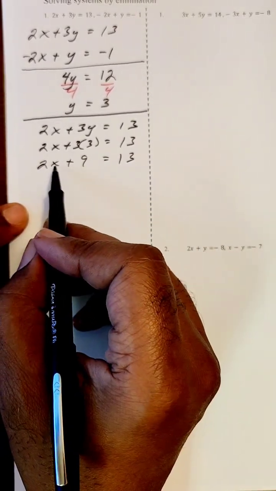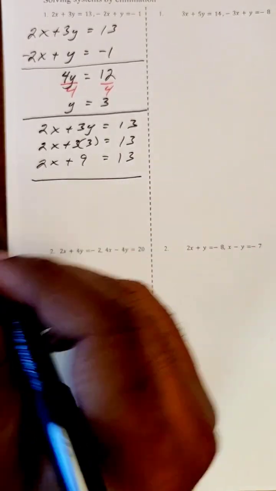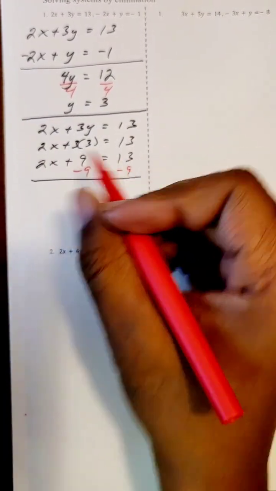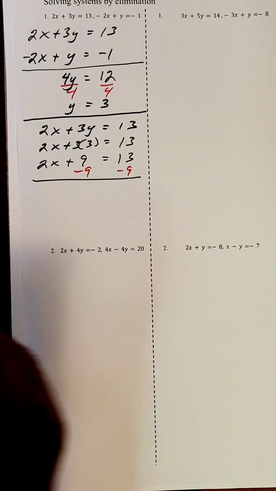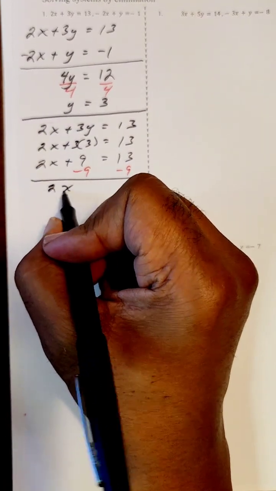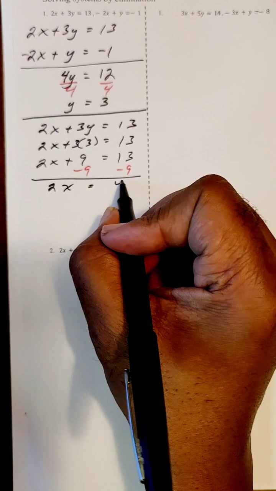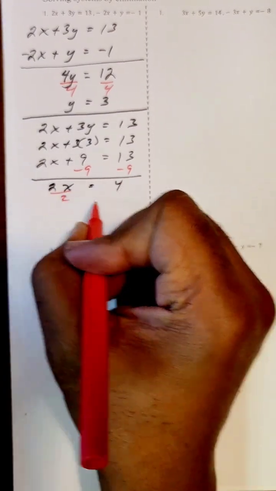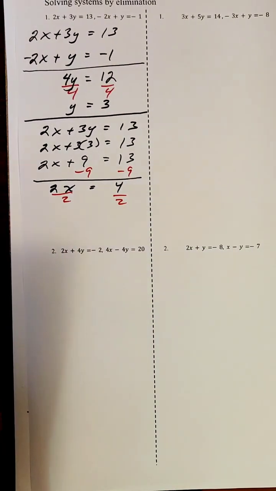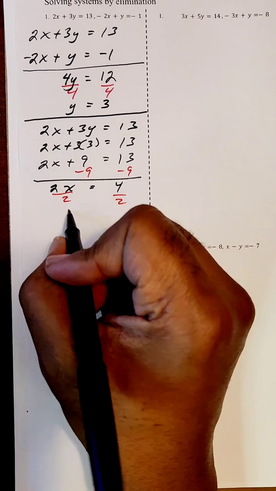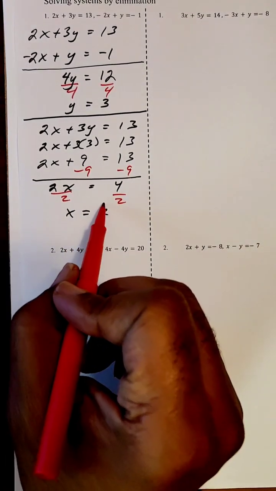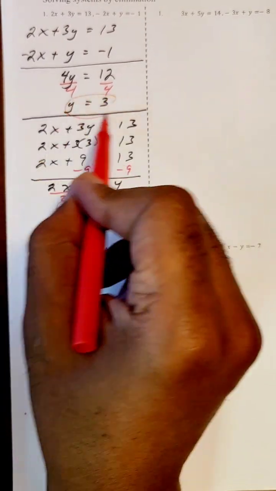And now we're going to isolate the x here by getting rid of the 9. So we'll subtract 9 from both sides, and we'll end up with 2x equals 4. Now we'll isolate the x by dividing both sides by 2, and we will end up with 1x equals 2. And so those are our solutions. X is 2 and y is 3.